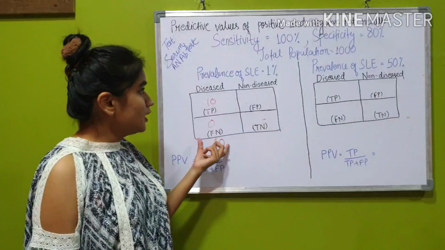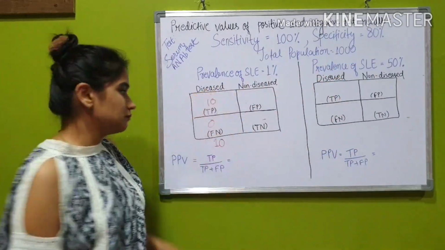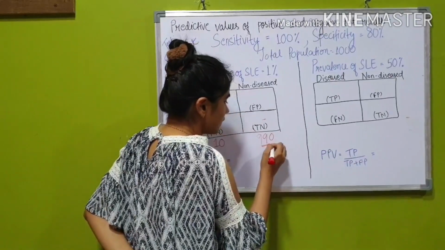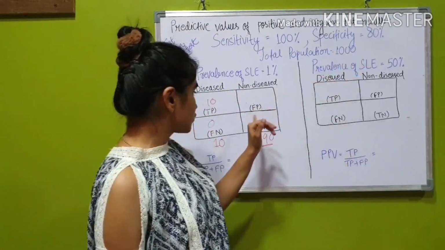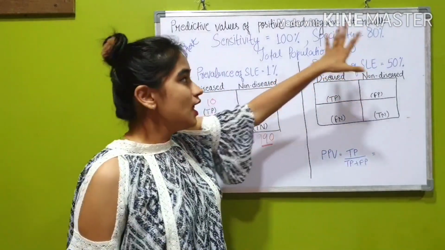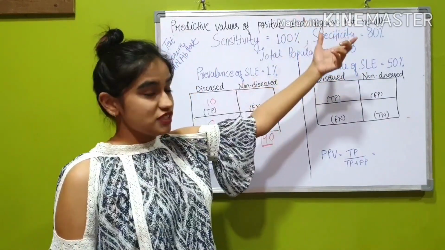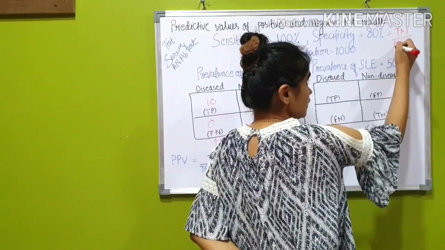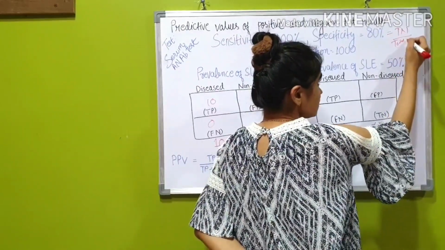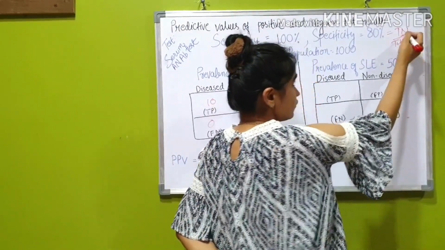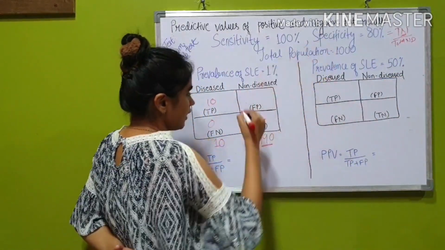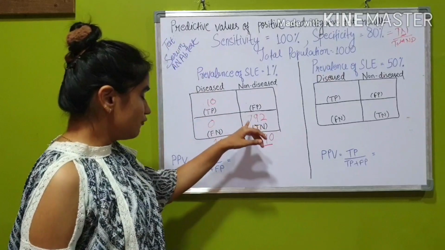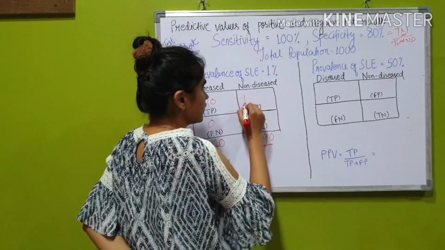Given that 10 out of 1,000 are deceased, that means 990 are non-deceased. Now this will help us to find out true negatives from specificity. The formula for specificity is true negatives upon total non-deceased. That means true negatives will come out to be 792. Therefore, the false positives are 198.